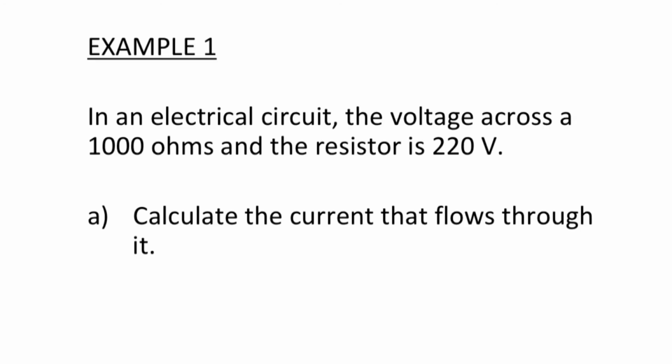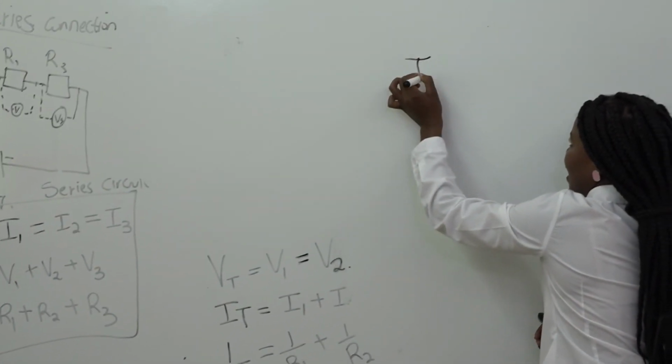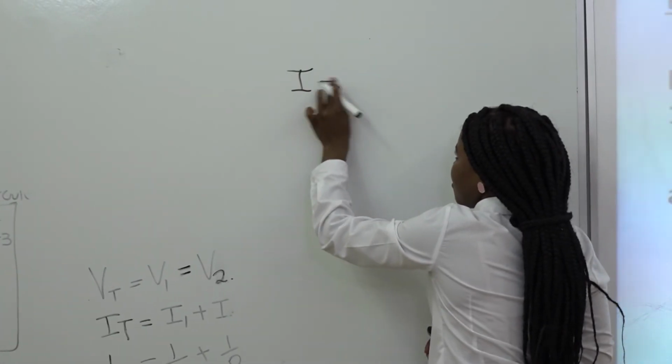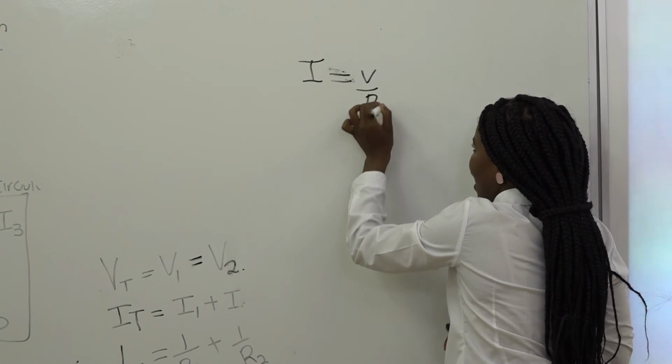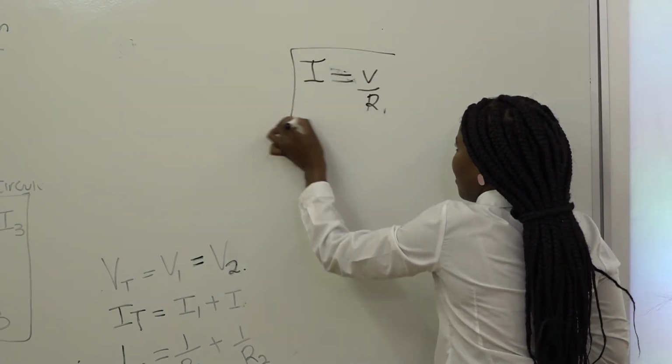So example 1 says, in an electrical circuit, the voltage across a 1000 ohms resistor is 220 volts. Then the question says, calculate the current that flows through it. Remember, we say we're given I is our current equals to V all over R. So this is our formula.